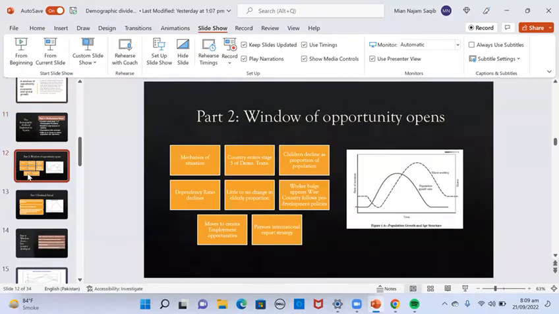Part 2 is basically when the window of opportunity opens, and the mechanisms of the situation are such that the country is going to enter stage 3 of the demographic transition. Children decline as a proportion of the population. Dependency ratio is also going to decline. There's little or no change in the population of the elderly. A worker bulge appears. Countries which follow pro-development policy are going to move to create employment opportunities and pursue international export strategy.